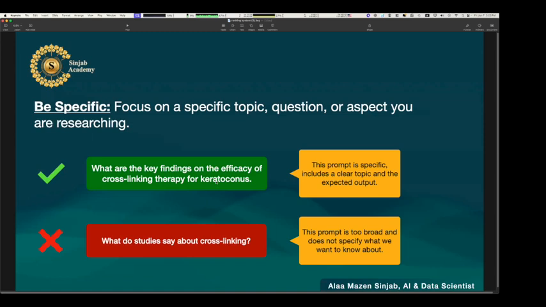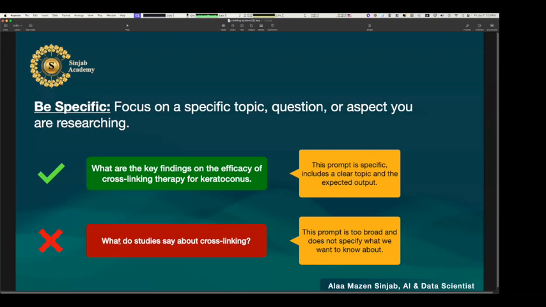And the second thing is that we are saying, give me the key findings. So the AI knows what it wants to search for, which is basically this part here. And then the key findings are the expected outputs. And the efficacy, of course, because you specify it. So be specific. This is the message here. I'm not sure why I said efficiency, but yeah.